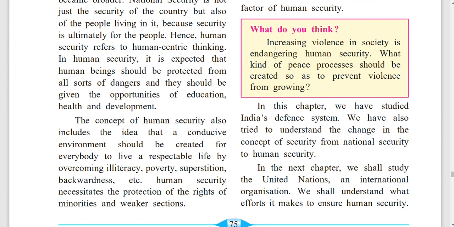What do you think? Increasing violence in society is endangering human security. What kind of peace processes should be created so as to prevent violence from growing?